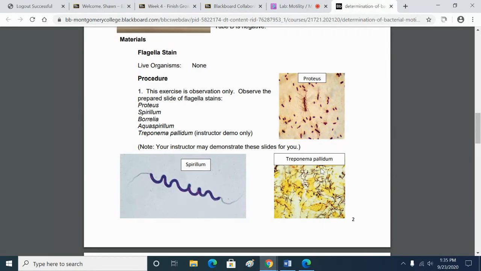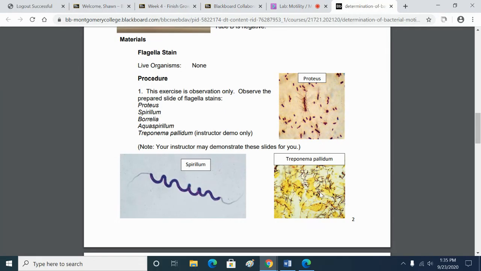Any idea what Treponema pallidum causes? Starts with an S. You guys don't know your STDs or STIs? Syphilis. So what you're actually looking at here is a tissue prep.